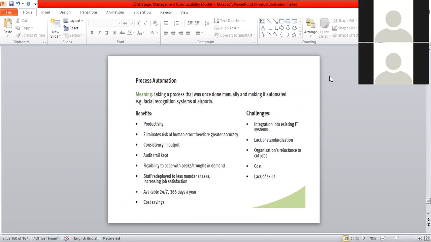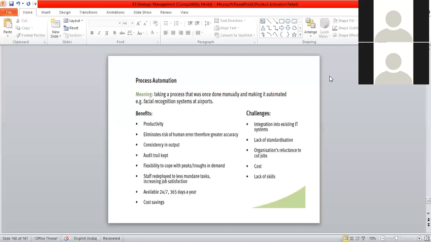Benefits are productivity, eliminating the risk of human error, therefore greater accuracy. So that's an important factor. It is less manipulative. Man can manipulate things, but because machines are involved here, the scope of manipulation is less, and it has greater accuracy, and the output has consistency.